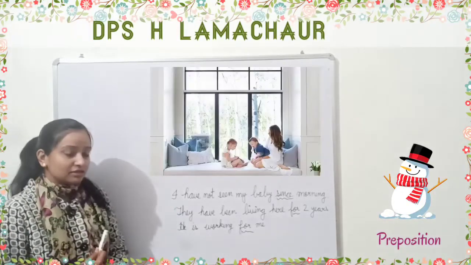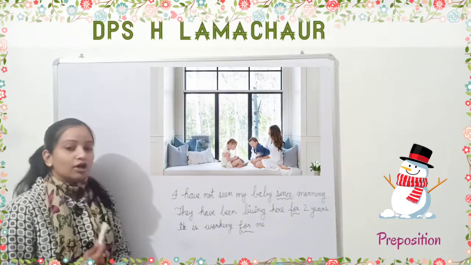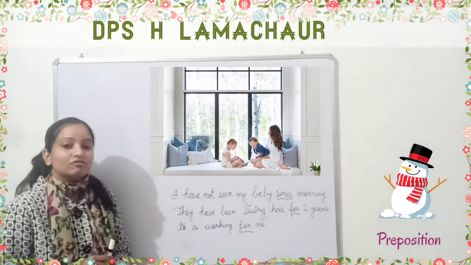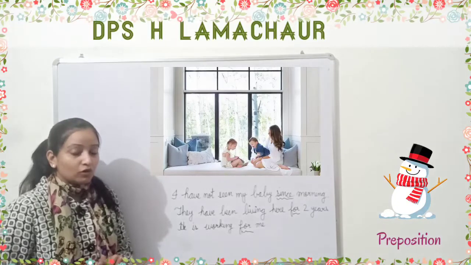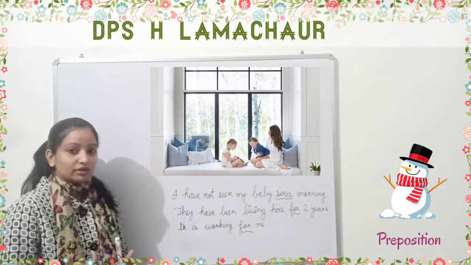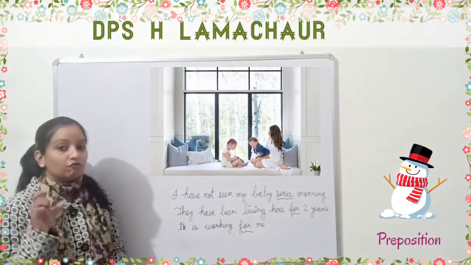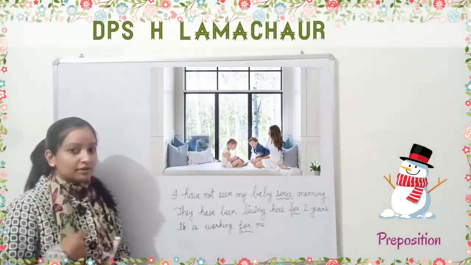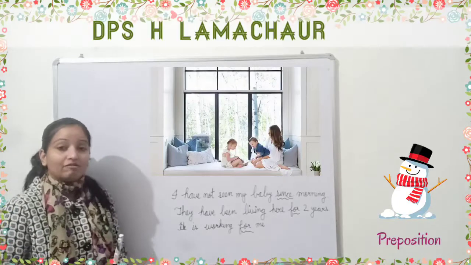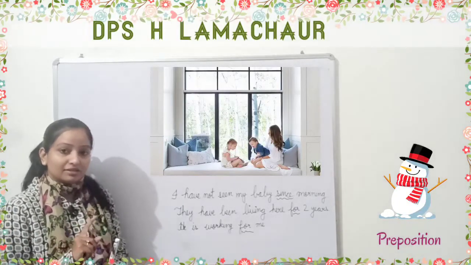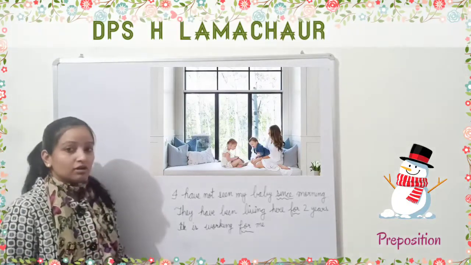Now the next is, they have been living here for 2 years. Whenever we talk about the duration, like 2 years, 3 years, 1 day, in such a case we use for. Why do we use for? Because we are not sure when we started the task. So we use for.